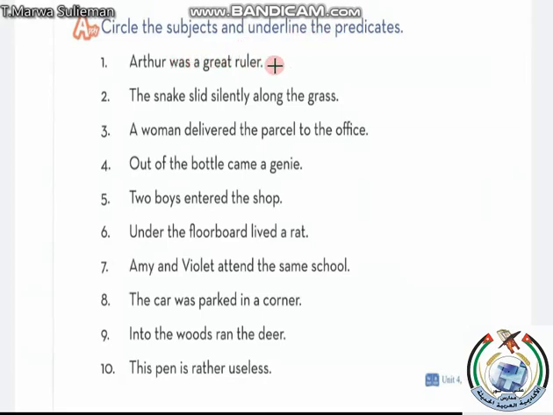Number 1. Where is the predicate? The predicate contains a verb. Here we have was a great ruler. Was is a verb, so was a great ruler is the predicate. Here we have underline. What about Arthur? Arthur is the subject. We will circle it.